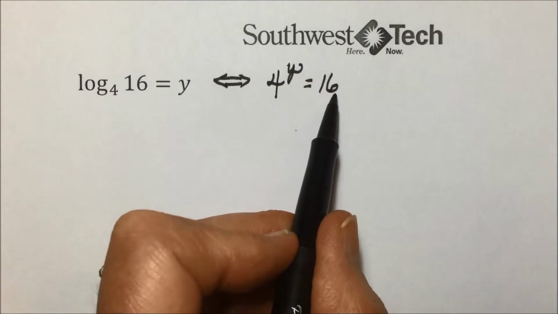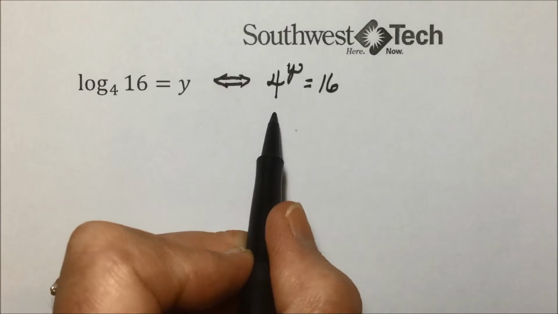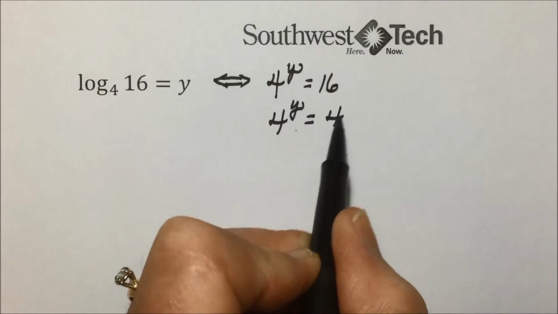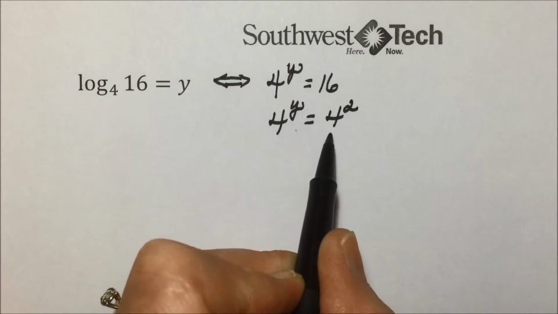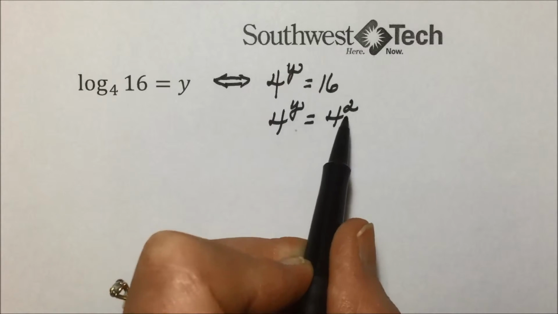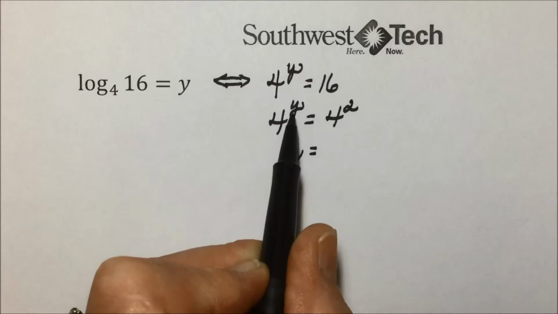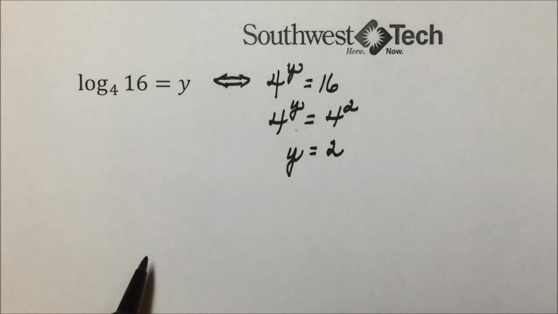Can we do something with 16 to transform it into a base of 4? And as it turns out, we can, since 16 is 4 to the 2nd power. Then, because we have common bases, we can set our exponents equal to one another. So y, our unknown exponent, must be equal to 2, and we've simplified the problem.